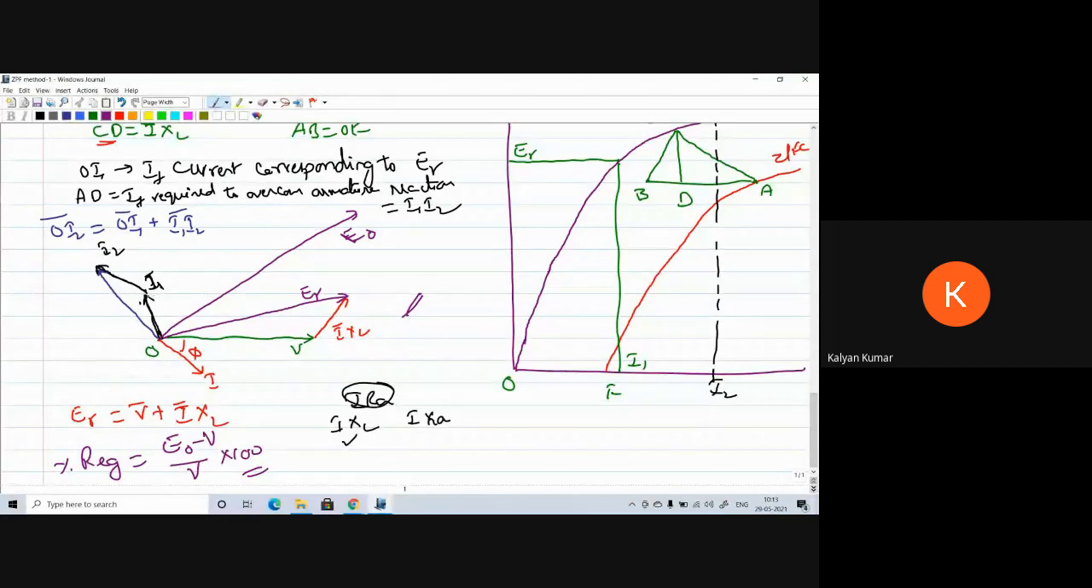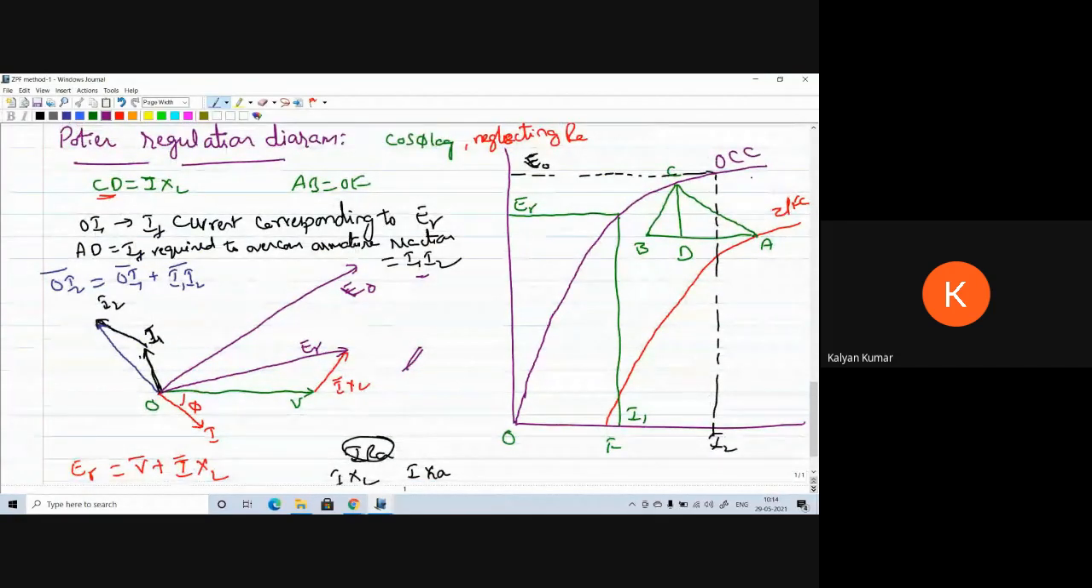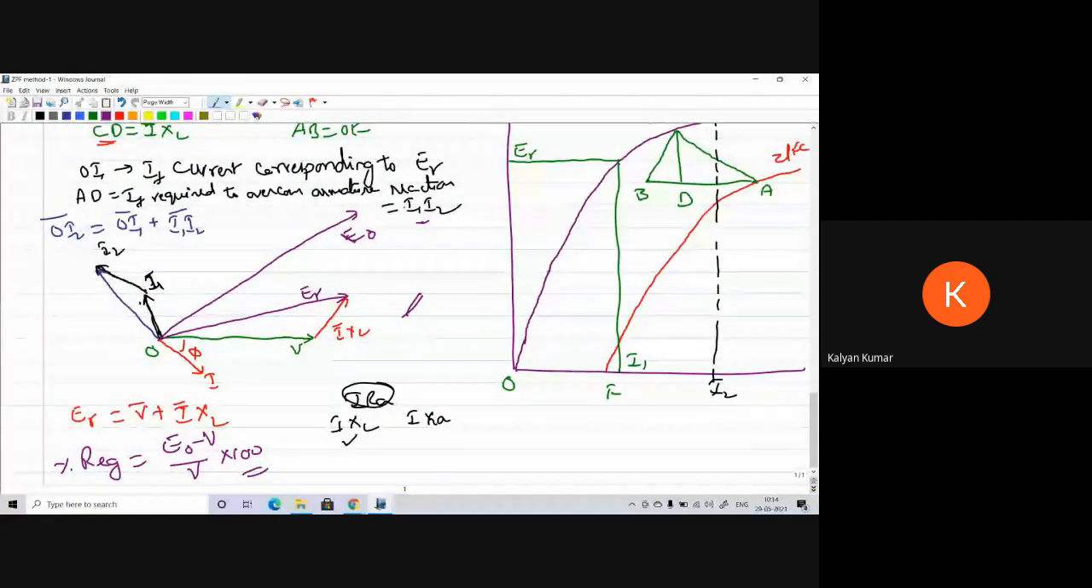Then to this OI1, we have to add I1 I2 in parallel with OI. So I1 I2 has to be drawn parallel to OI. The result of OI1 and I1 I2 gives OI2. Corresponding to OI2, we get the E naught value from the open circuit characteristics. As we got the E naught value, we can find the regulation using E naught minus V by V into 100.